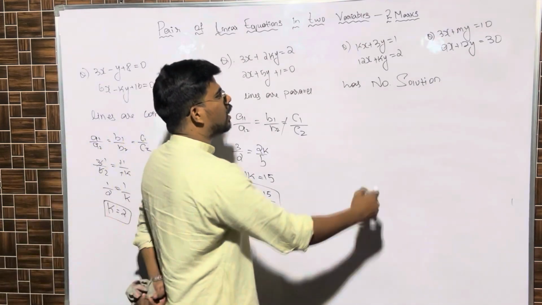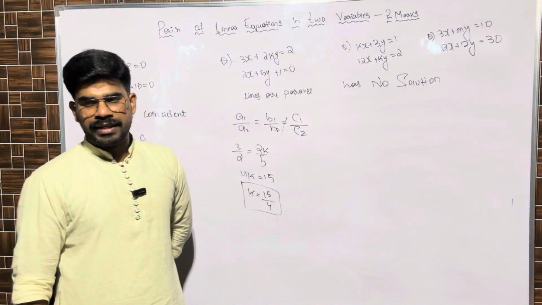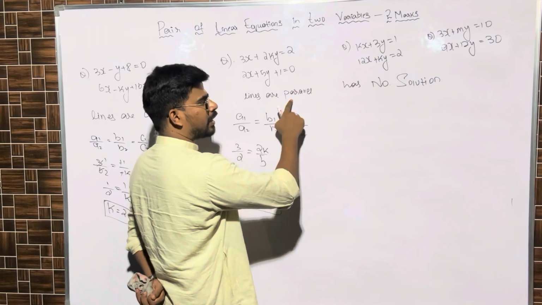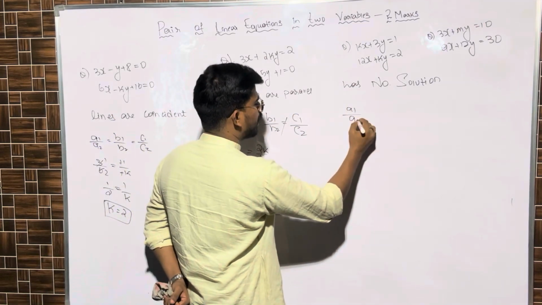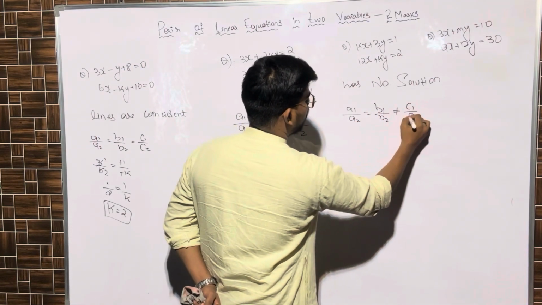K is 15 by 4. Here it has no solution. No solution means the lines are parallel. The parallel condition is the same. Here the lines are parallel, he told us. Here, no solution. Both mean the same only. We have to come to the same solution: A1 by A2 is equal to B1 by B2 is not equal to C1 by C2.